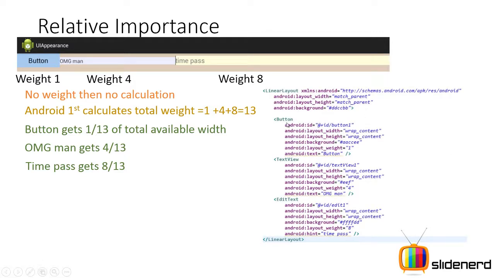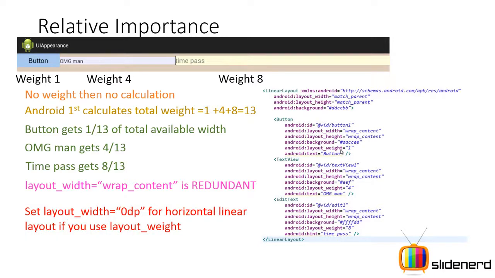The code looks something like this. You have the button with a layout weight of 1, the text view with a layout weight of 4, and the edit text with a layout weight of 8. I have given some background colors so that you can clearly distinguish them. Giving a layout width of wrap content when you're using layout weight is redundant because they are calculated in separate ways. So when you give layout weights in your app, it is recommended that you put layout width as 0 dp when you're using a horizontal linear layout.